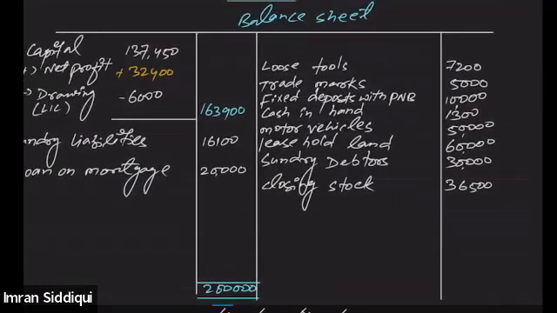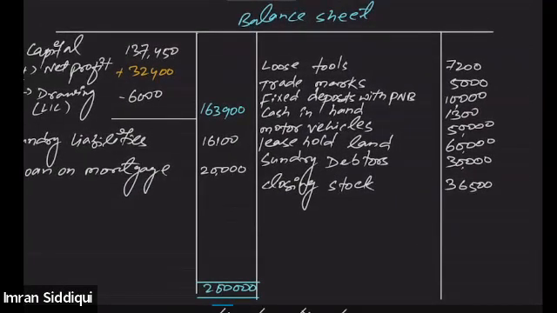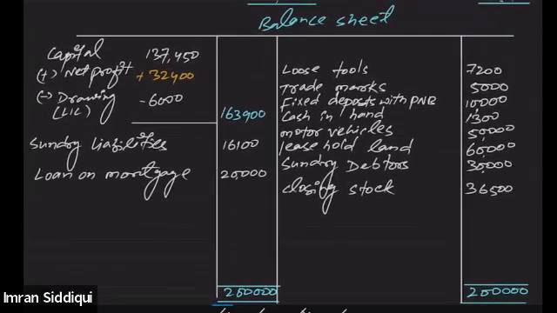And totaling the asset side, loose tool, trademark, fixed deposit, cash in hand, motor vehicle, leasehold, sundry debtors, and closing stock, everything. So the total of this should also be equal to 2 lakhs. Got it, everyone? Is this clear? Yes or no? Yes. Since both the sides are tallying, that means we have done the question correct.